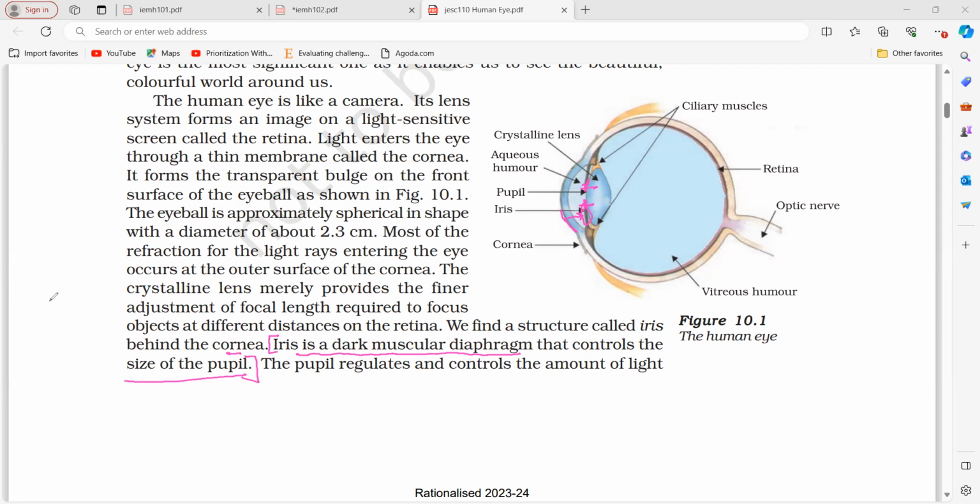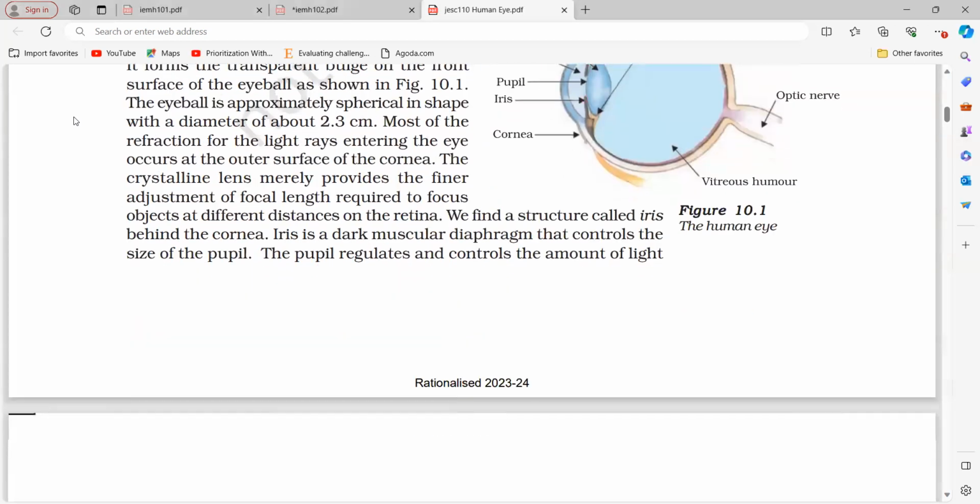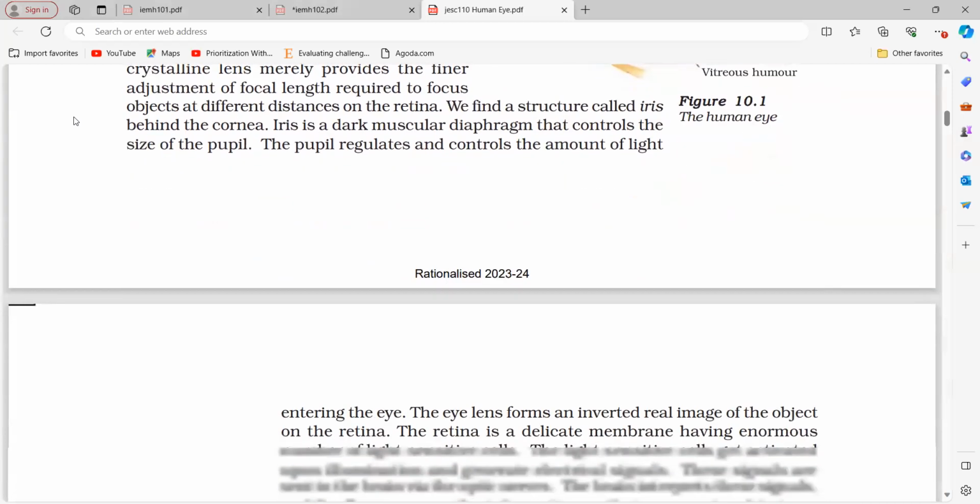Like if I am sketching, if this part reduces outward, like this part goes upside and this part goes downside, then the size of the pupil will increase. What does the pupil do? The pupil regulates and controls the amount of light that is entering into the human eye. So you have to differentiate between the functions of iris and pupil.